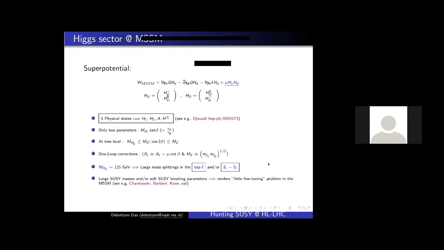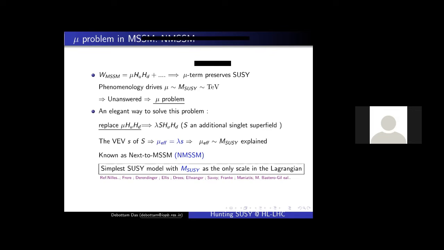Now, what will happen in the NMSSM? The mu term in the MSSM is a supersymmetry preserving term, but for a consistent phenomenology, one requires that its value should be of the order of the supersymmetry breaking scale, so roughly of the order of the TeV scale. So while being a supersymmetry preserving parameter, its mass should be of the order of the TeV scale. This is the so-called mu problem. And it can be solved if one introduces an additional singlet superfield in the MSSM particle content.